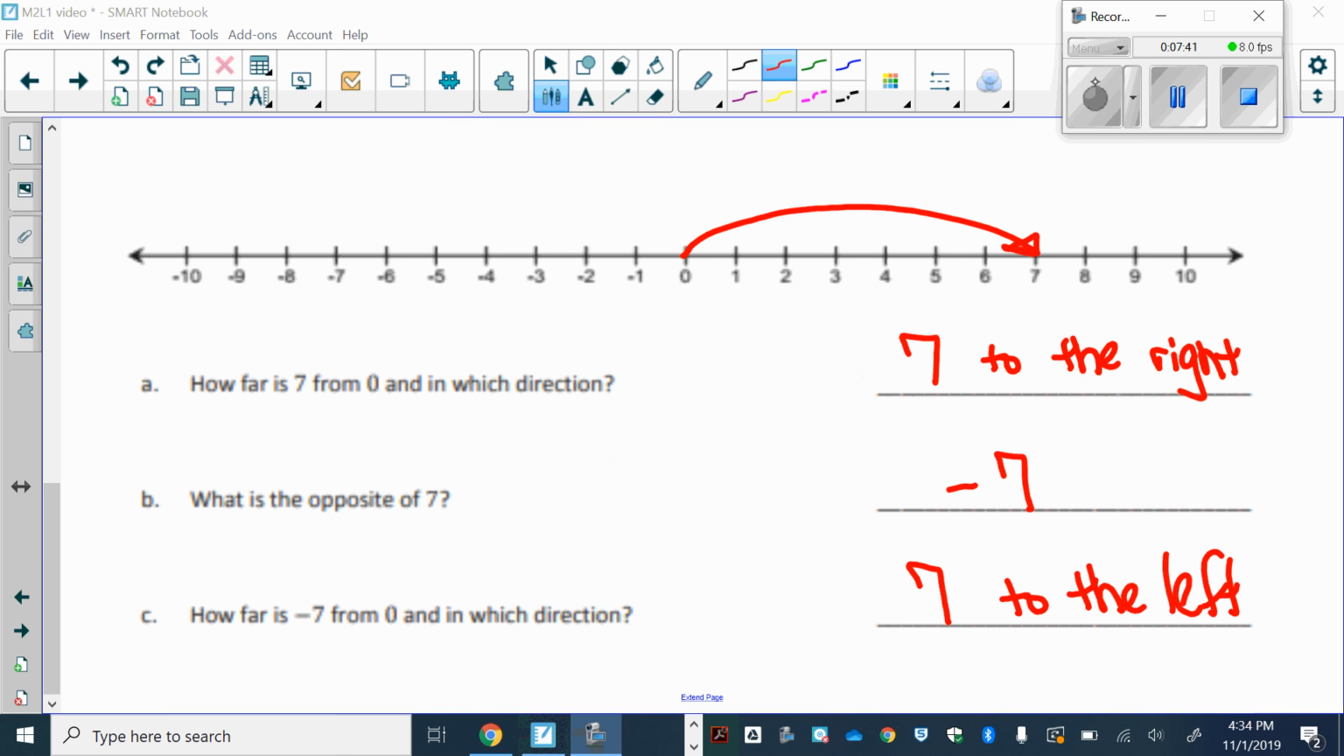How did you do? How far is 7 from 0 and in which direction? Well, it's 7 units to the right. What is the opposite of 7? Negative 7. How far is negative 7 from 0? It is 7 units to the left. I might be moving left, but it is still 7 units.